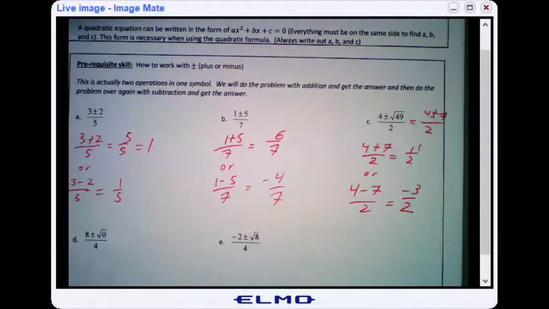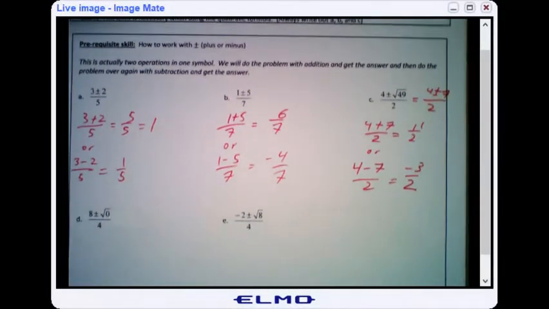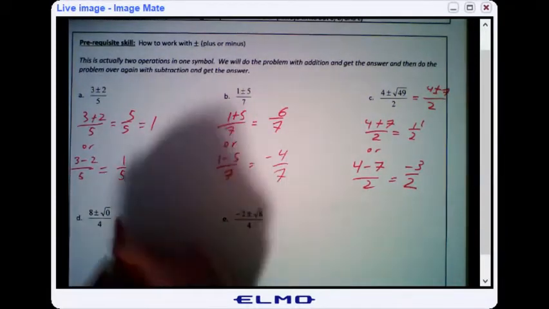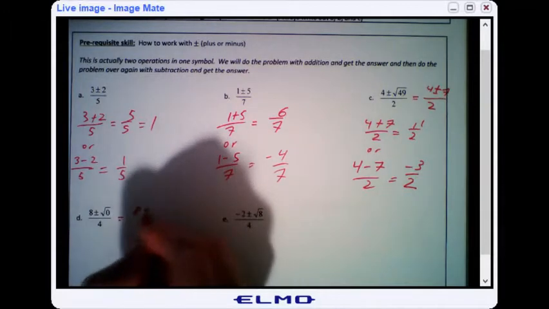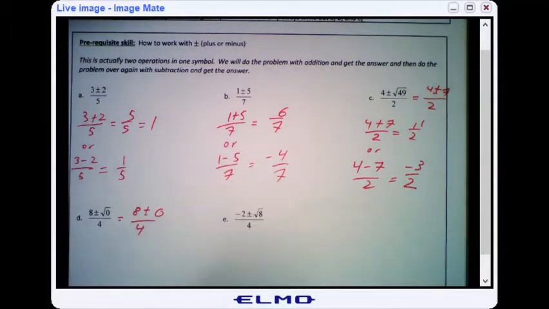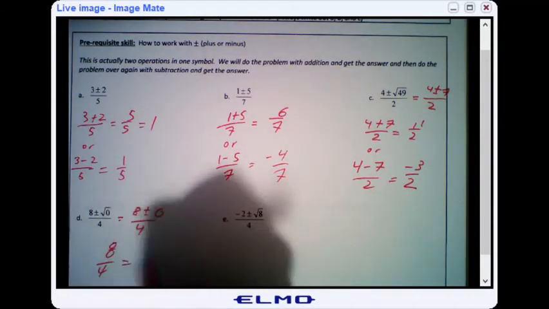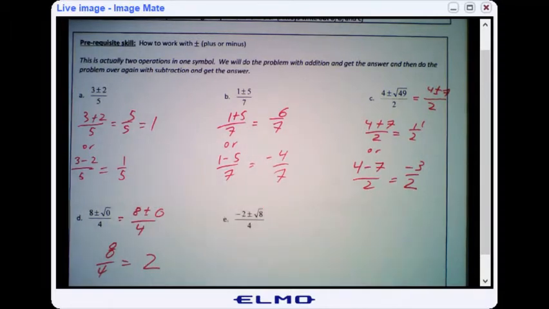For d, we have 8 plus or minus the square root of 0 over 4. Square root of 0 is just 0. I know if I add 0, I'm not going to change it. And if I subtract 0, I'm not going to change it. So I really only have 8 divided by 4, which is 2. And for my last one here, negative 2 plus or minus square root of 8 all being divided by 4.